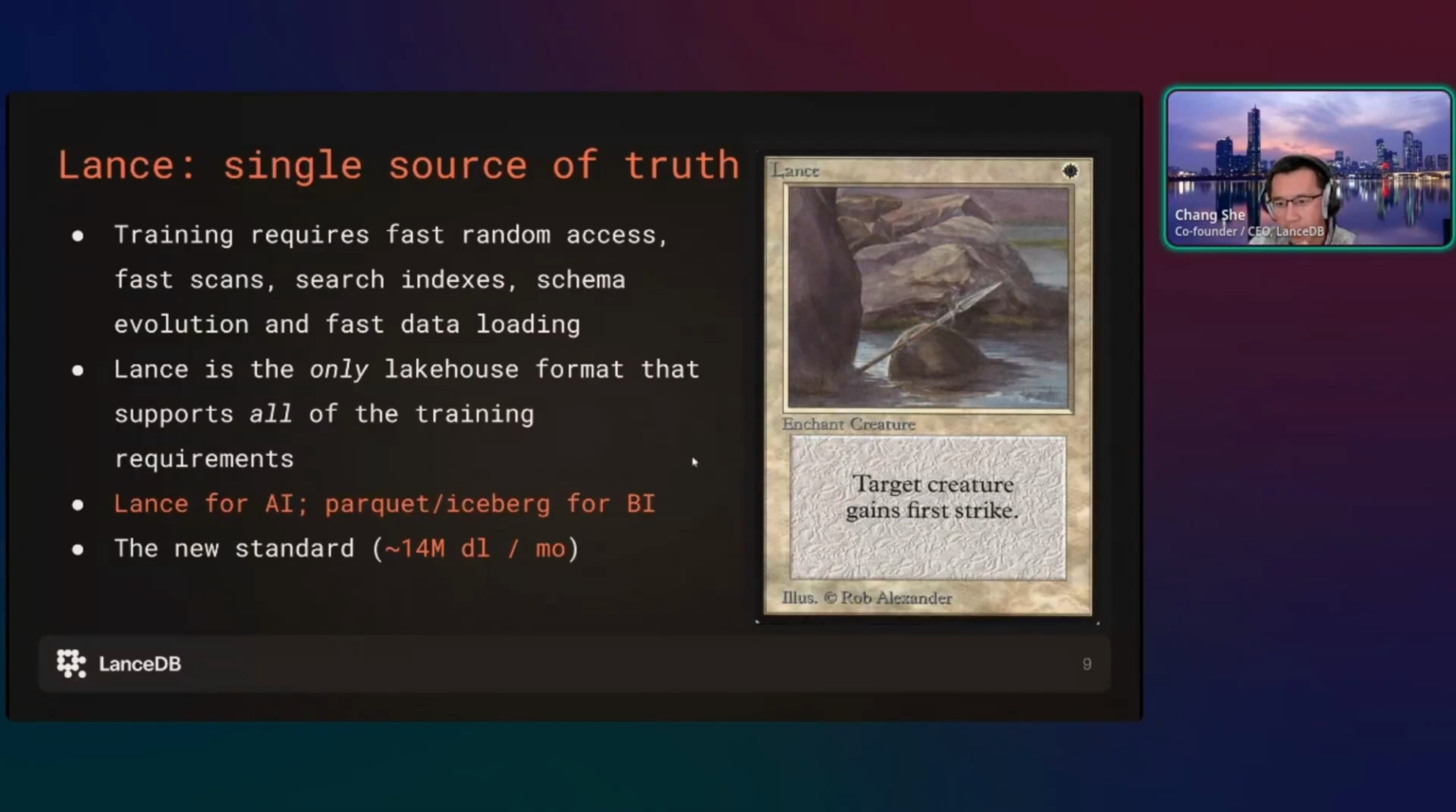And for those of you who play Magic: The Gathering, we recently discovered this old Magic card from 1994 called Lance, and it's an enchantment for any AI team that is enchanted by Lance. You gain first strike.